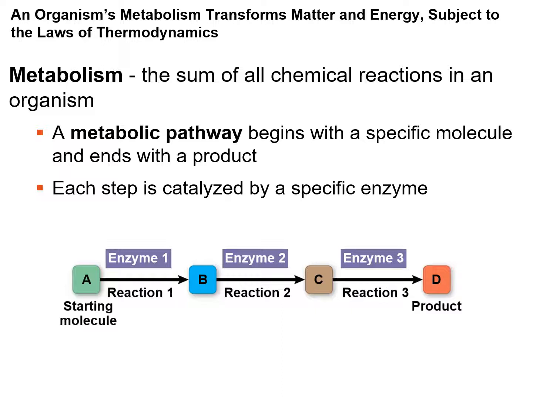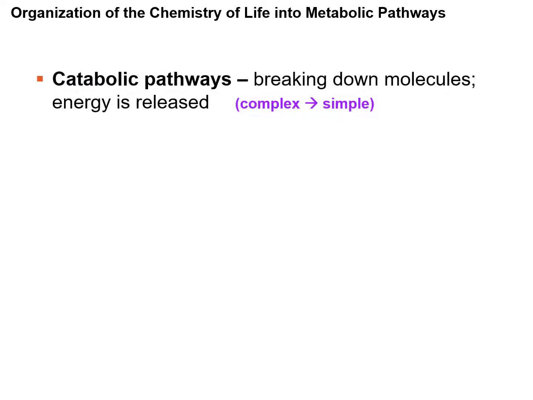For example, in the picture, the starting molecule A is converted to B with the help of enzyme 1. In the second reaction, enzyme 2 aids in the conversion of B to C. And as you guessed it, enzyme 3 helps to convert C to the final product, D. As shown, metabolic pathways are carried out in a very precise and coordinated manner. Metabolism as a whole manages the material and energy resources of the cell.